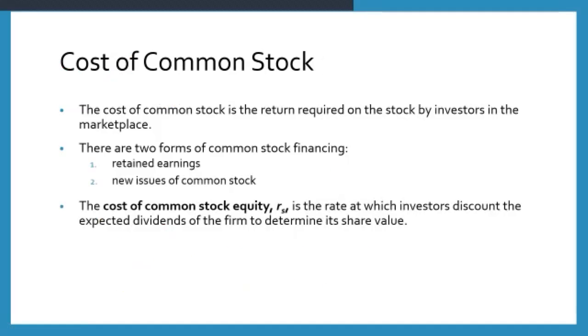Then we go to the cost of common stock now. The cost of common stock is the return required on the stock by investors in the marketplace. Now there are two forms of common stock financing: retained earnings, this is the amounts we keep adding year after year from net profit, and there are also new issuance of common stock, where the firm issues new stock to get more financing. Now the cost of common stock equity is the rate at which investors discount the expected dividends of the firm to determine its value.